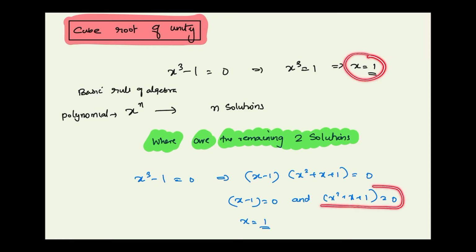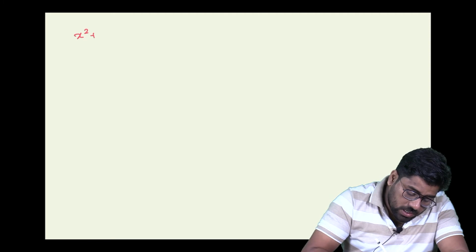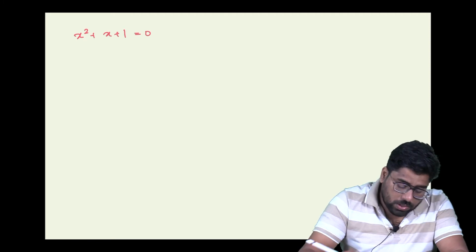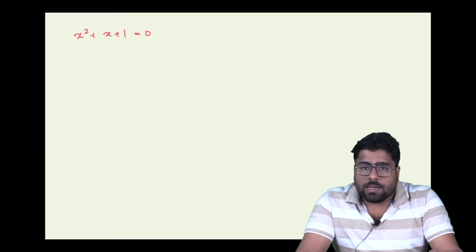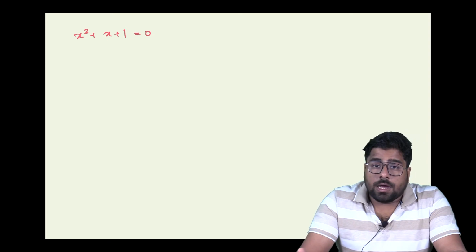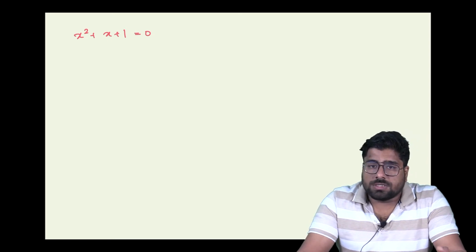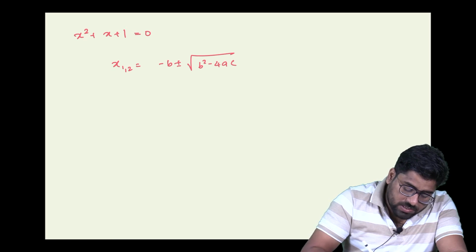Now what about this one? Let us delve deeper into that concept. I shall write the equation once more. It is x square plus x plus 1 is equal to 0. Now when I try to solve this, you know how to solve this question using the basic solving of quadratic equations. That is done by the formula x1,2 is equal to minus b plus or minus root of b square minus 4ac, by 2a.